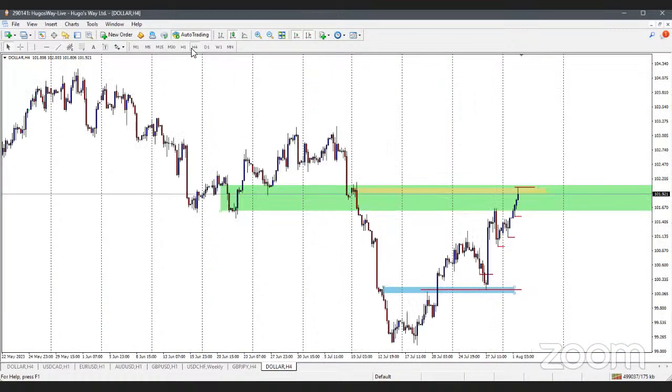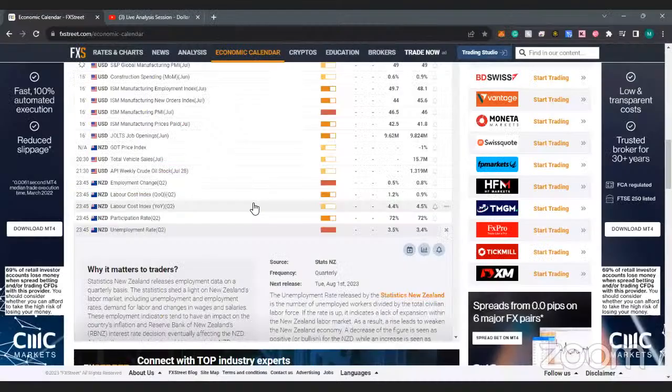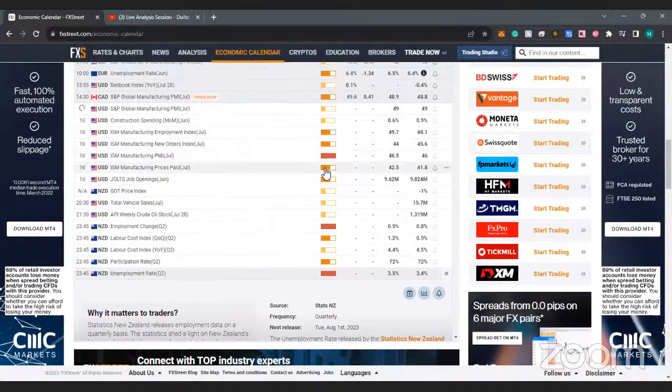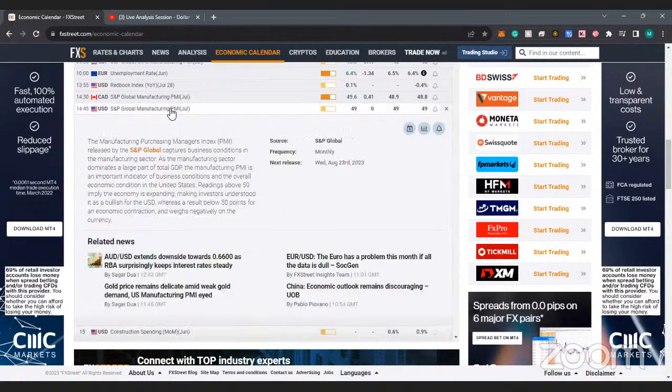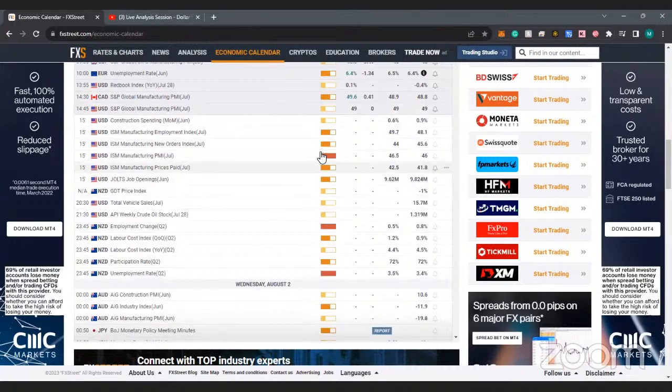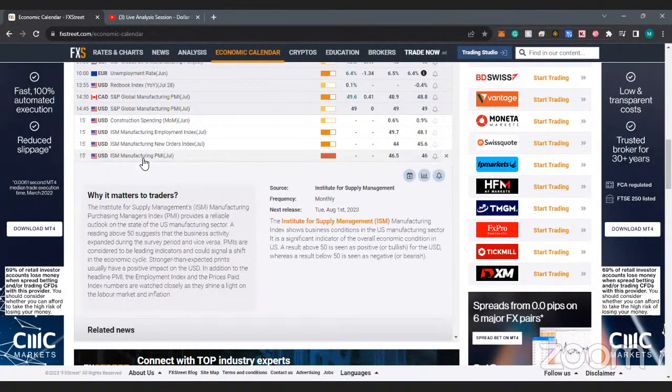Okay, now let's think about this. In the next 16 minutes today, and I'll go back to the news one more time for you to see this, we do have another high impact piece of news coming out. We've just had one, which is the medium or low impact S&P Global Preliminary Manufacturing Index. But we have a high impact one coming in at 3 o'clock, which is the ISM version of the manufacturing PMI. Okay, and the ISM is the Institute of Supply Management.